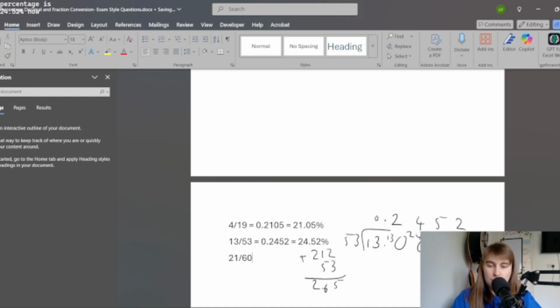Now this next one is much nicer. I won't go through it. It was a really lovely division. Hopefully you noticed that. 0.35, a nice finite number. It doesn't go on and on, which is 35%.